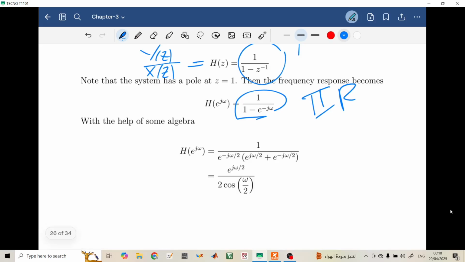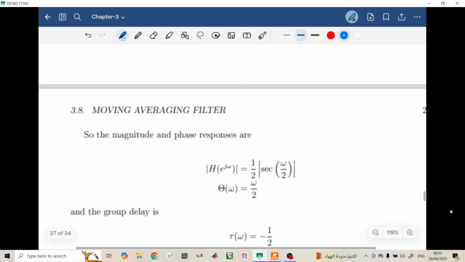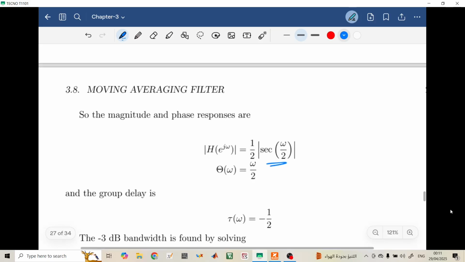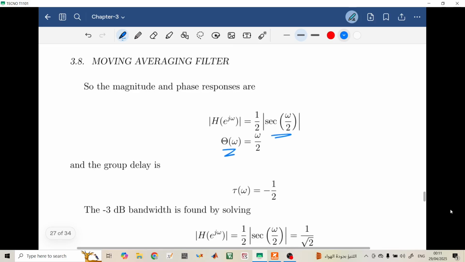We use the same trick. We take exponential minus j omega by 2 as a common factor. Now this turns to 2 cosine omega by 2, right? And this is actually the secant of omega by 2. So if we take the magnitude, we get this term, right? 1/2 times the magnitude of the secant omega by 2, and the phase response is simply omega by 2. The group delay follows as the minus derivative of the phase response. We get minus 1/2.